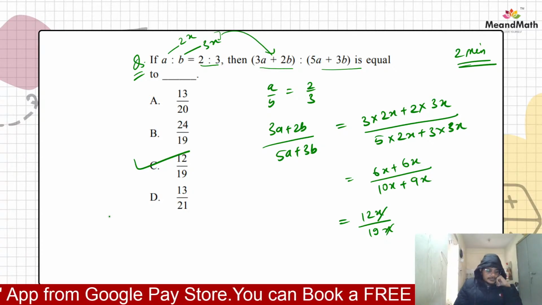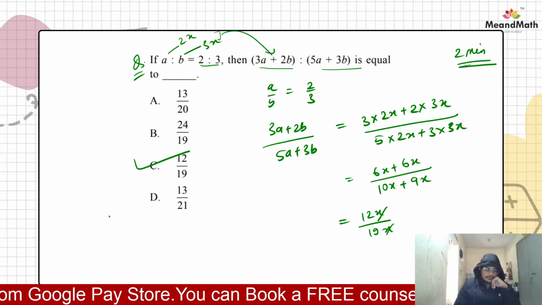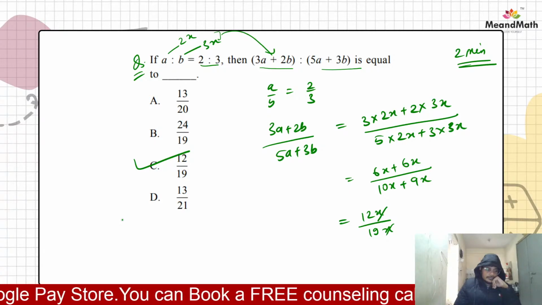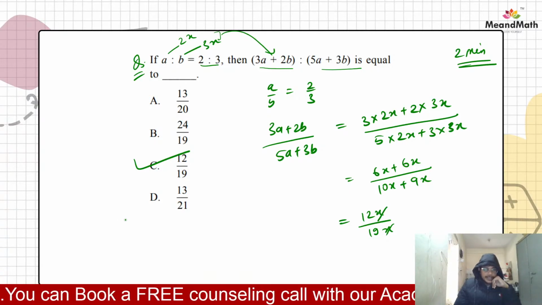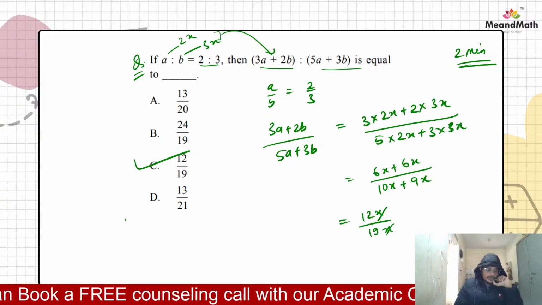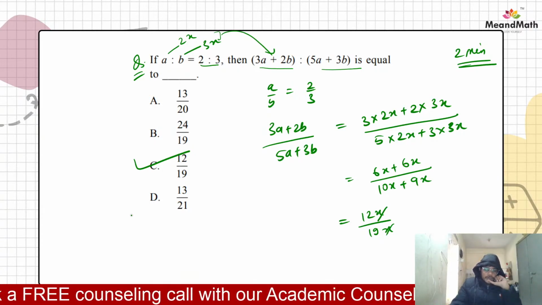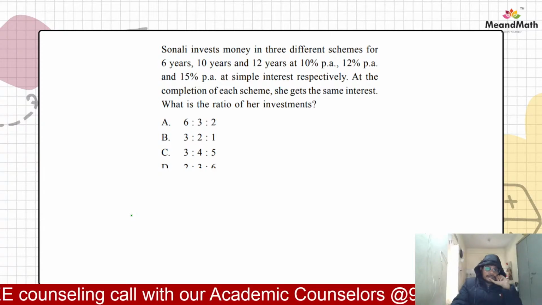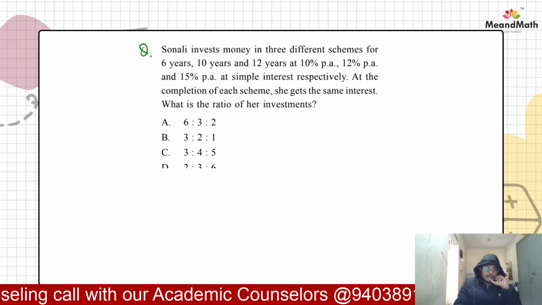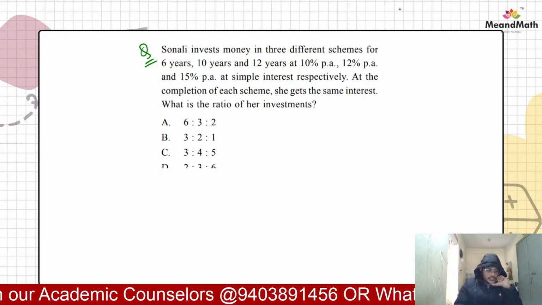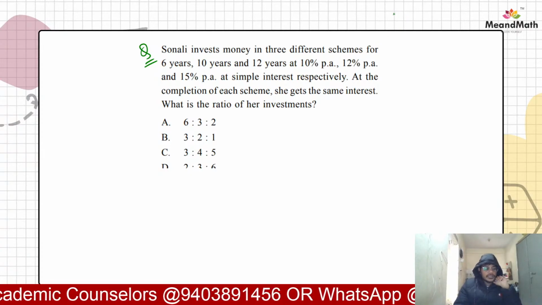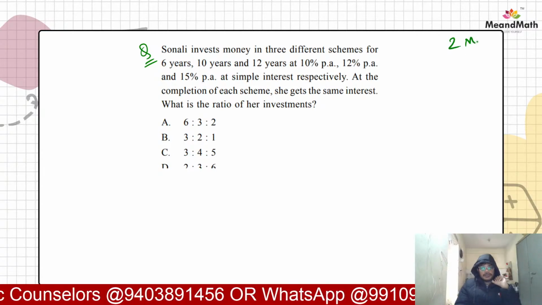Is this clear? 12 over 19. Right, beta. 12 over 19 is the correct answer. Okay, so moving on to the next question. Do this question, beta. Yes, Satvik, 12 over 19 is the correct answer. Now do this question. Again, you have 2 minutes.